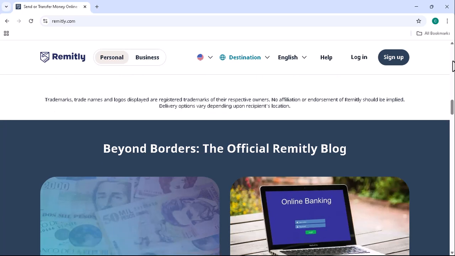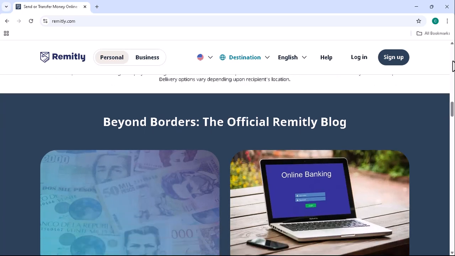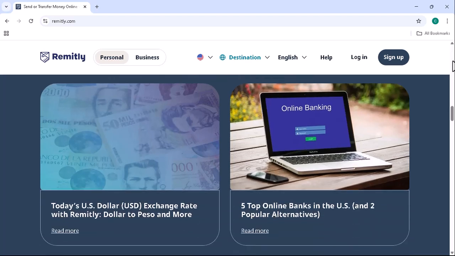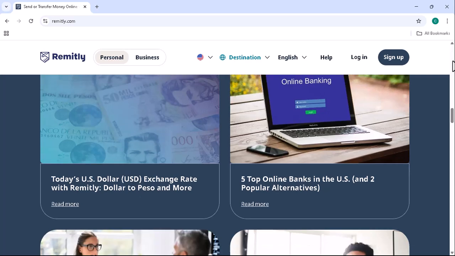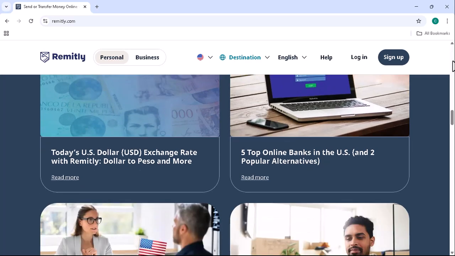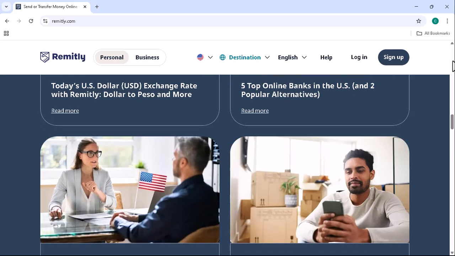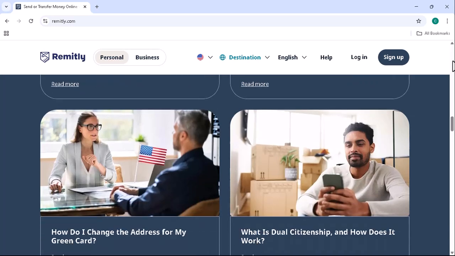Remitly does offer promotions, especially for new customers. These can include a special, more favorable exchange rate on your first transfer or even a $0 fee for a limited time. These offers are great for trying the service, but keep in mind that the fees and rates may change on subsequent transfers.